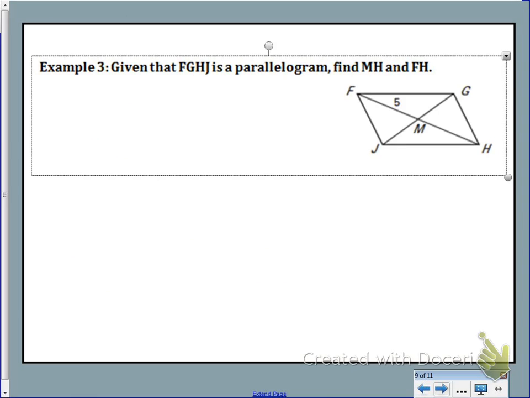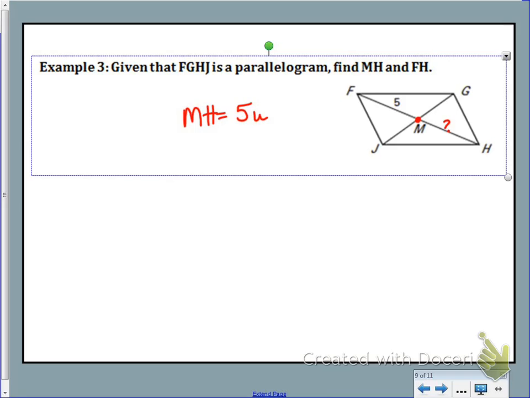Example 3 says, given that FGHJ is a parallelogram, we need to find the length of MH and FH. So we're looking for MH first. Well, since it's a parallelogram, we know that the diagonals bisect one another. That makes M, or where they intersect, a midpoint. So essentially, MH is just equal to a length of 5 units.